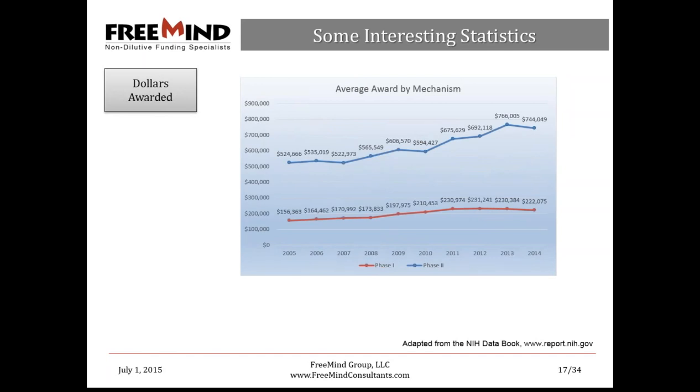The average award has been increasing pretty steadily over the past 10 years in both mechanisms, phase 1 and phase 2. And fast track is incorporated here, but this may not look like much of an increase, especially in the case of the phase 1, but actually both of them over the past 10 years have increased by about 50%, which is significant.